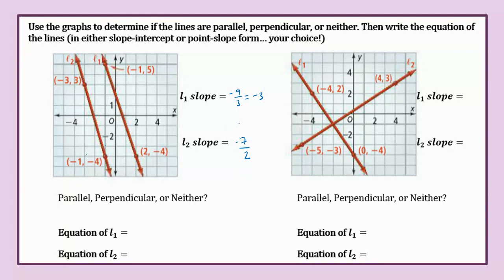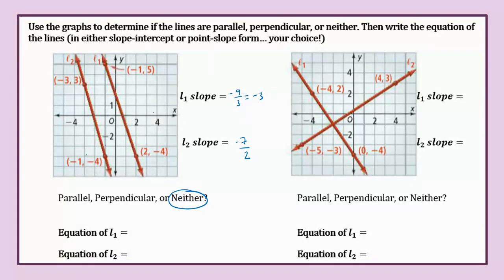Right? I thought when I looked at them, they looked kind of parallel, but they aren't, right? -3 and -7/3, their slopes are close. This is -3.5, but it's not parallel. Okay, so don't go by what it looks like.